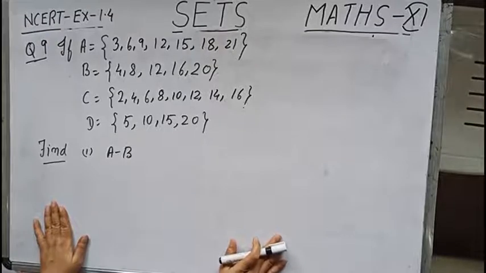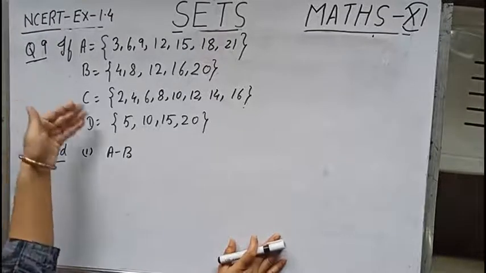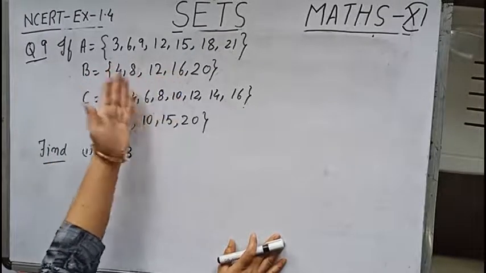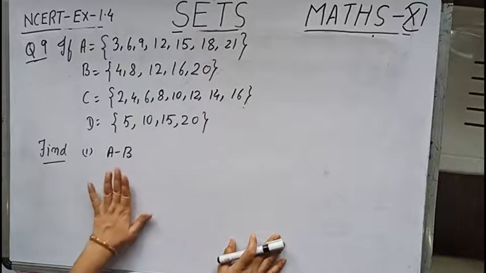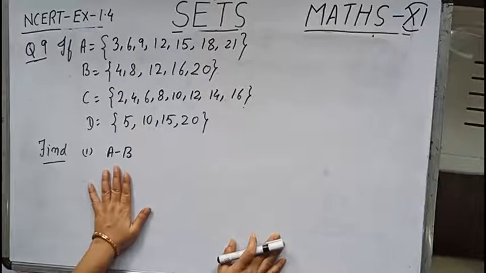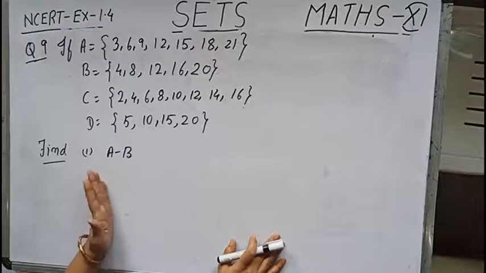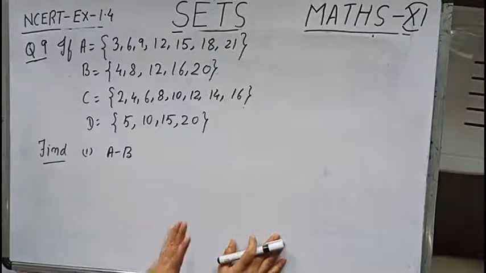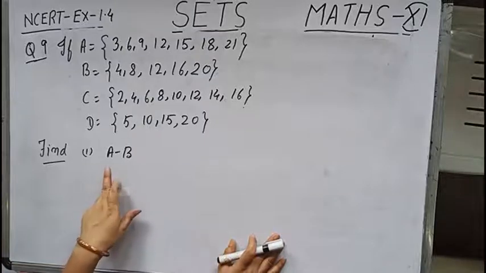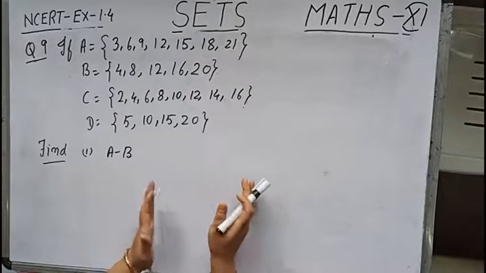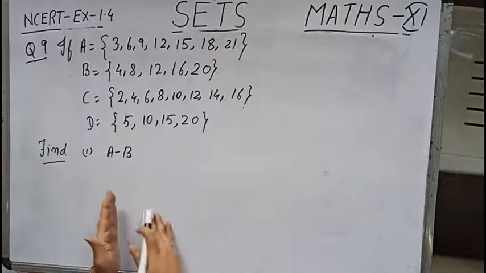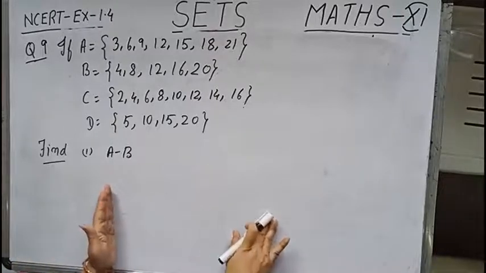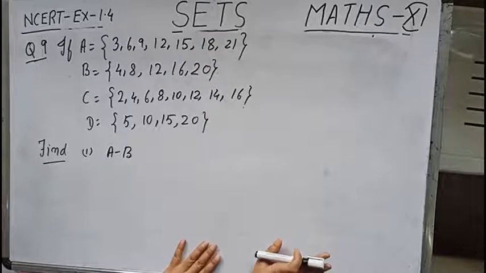Question number 9, again 4 sets are given as A equals to something, B equals to this, C equals to this and D equals to this. Now question number 9 deals with the difference of the sets, which we have done. Now the difference of the sets A and B is the set containing the elements. Suppose A is equals to something and B is equals to some other element, then A minus B will be equals to the elements of the set A which are not in B.